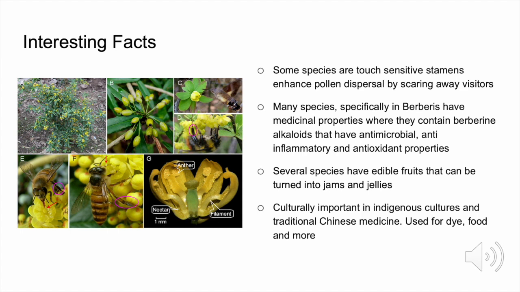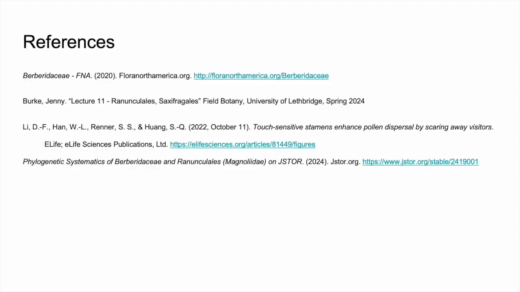So a few interesting facts. Many species, specifically in the Berberis genus, have medicinal properties where they contain berberine alkaloids that have antimicrobial, anti-inflammatory, and antioxidant properties. Several species have edible fruits that can be turned into jams and jellies. There's also cultural significance in indigenous cultures, as well as in traditional Chinese medicine. They have been used for dyes, food, among other things. And some species even have touch-sensitive stamen, which enhance pollen dispersal.